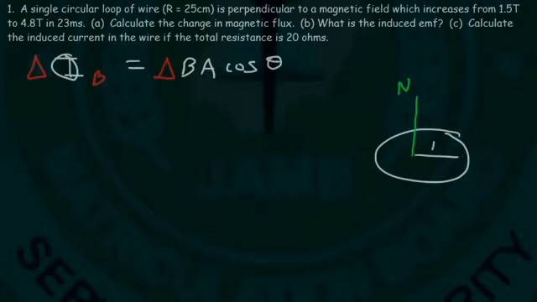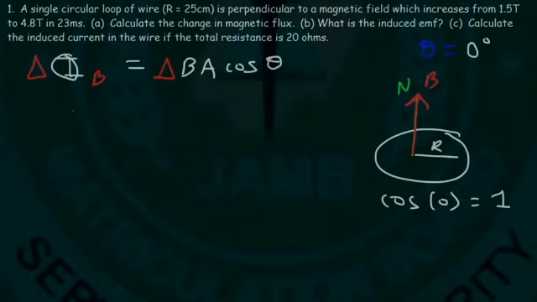Here's the radius, and the magnetic field is perpendicular to the circular loop, which means that it's parallel to the normal line. So the angle theta is the angle between the normal line and the magnetic field. Therefore, the angle is 0 degrees. And cosine of 0 is 1.